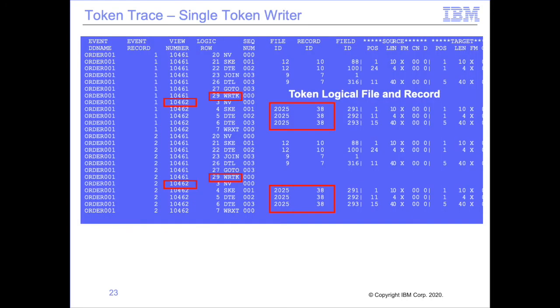This is a logic table trace for the token views. Note that, unlike the pipe example, which has multiple event file DD names within the trace, because tokens execute in one thread, the event file DD name is the same throughout, order 001 in this example. The WRTK write token function on view 10461 in this example, which ends the standard thread processing, is immediately followed by the token reading view or views, view 10462 in this example. The only thing that makes these views look different from the views reading the input event file is that they are processing against a different logical file and different logical record. Logical file ID 102025 and logical record ID 38 in this example.